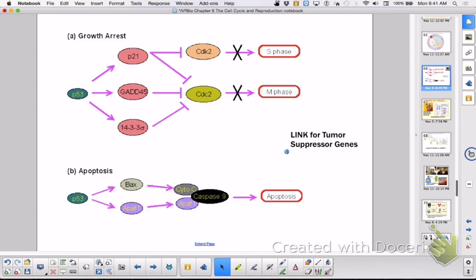Number 3, it turns on genes directly involved in DNA repair and activates suicide genes, caspases, to stimulate apoptosis. And then this is a real tell. This is where the research is getting done. It's estimated that over half of human cancers are due to an abnormal or deleted P53 gene. Half of all cancers.